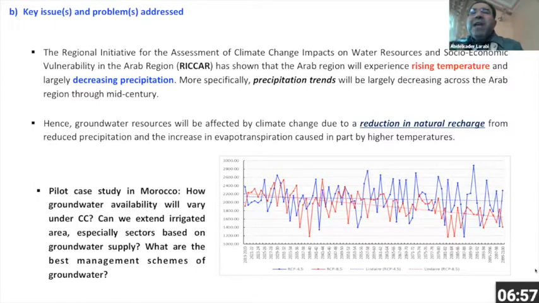So the issue is how groundwater availability will vary under climate change in this region. Also, can we extend the irrigated area, especially sectors based on groundwater supply? And what are the best management schemes for groundwater? This is what we are looking for.